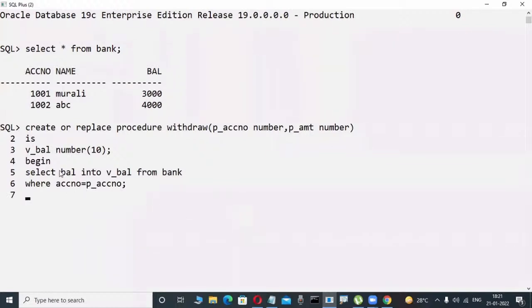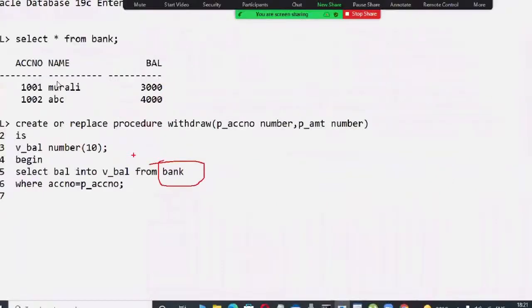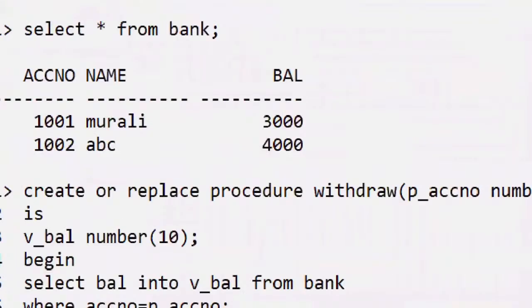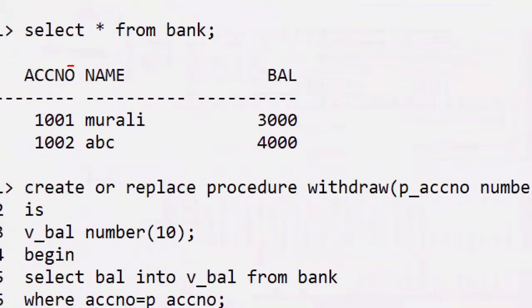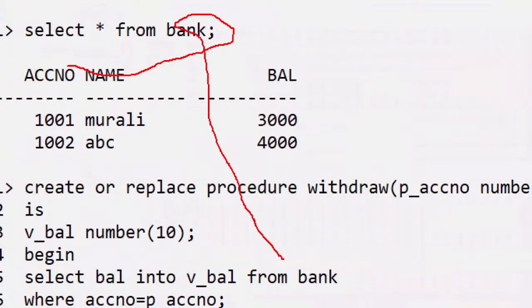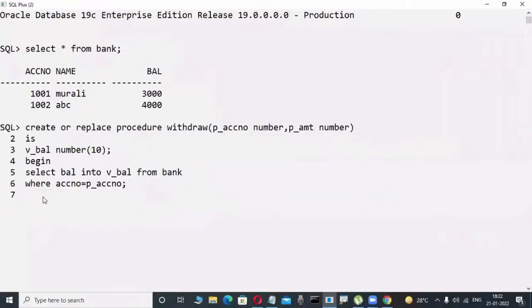Suppose bank is a table. In this table format, your transactions are stored. This table I'm using in this PL/SQL code. Here I'm checking the balance through the account number. Whenever I insert an ATM card, I try to withdraw 9,000, as in the previous case. That is the amount. Observe the logic here, not the coding.